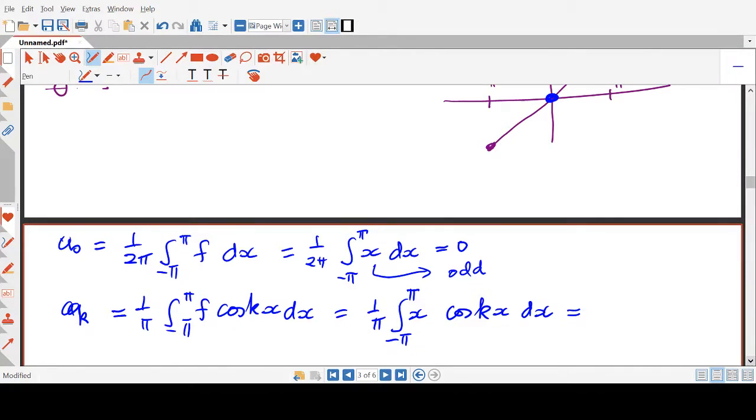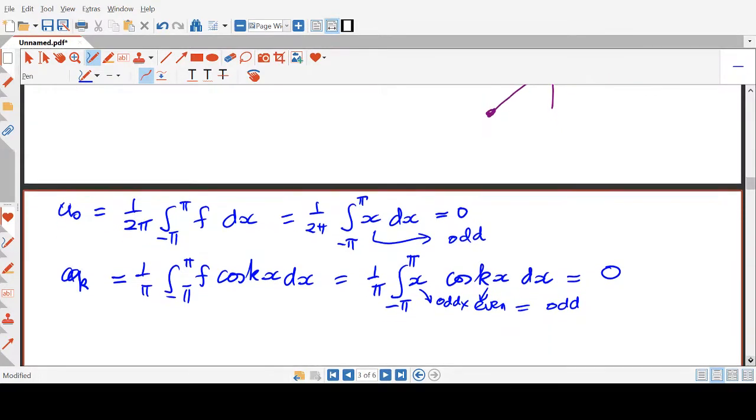We know x is odd. What about cos kx? It's even. Odd times even is odd. So this is effectively odd. Odd times even equals odd. So it's 0. The integral of an odd function is always 0 from minus a to plus a. So we scored there. Two things.